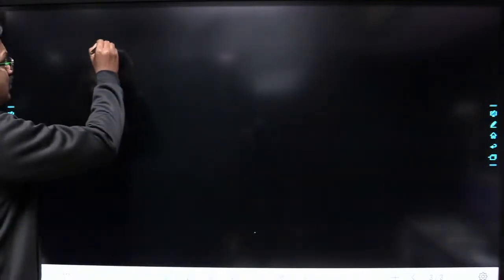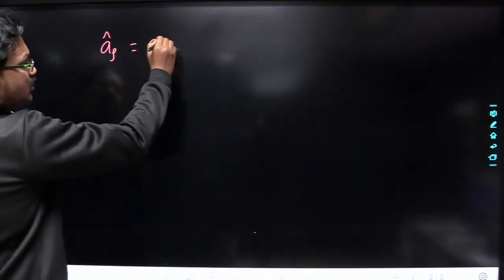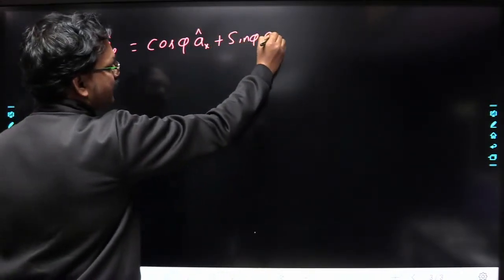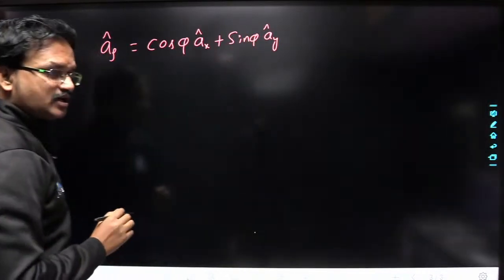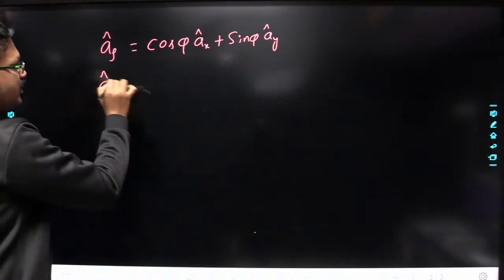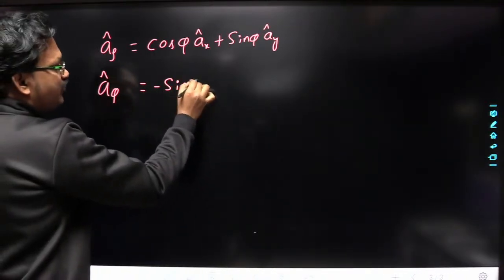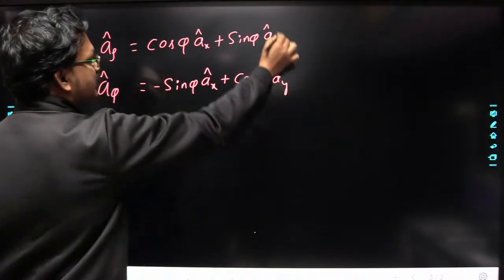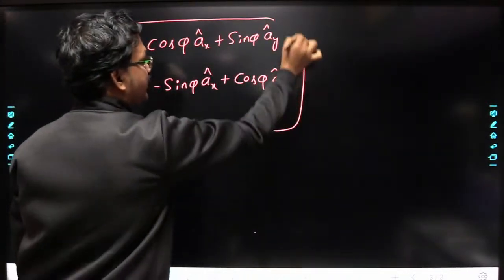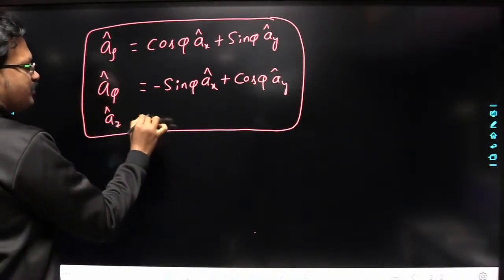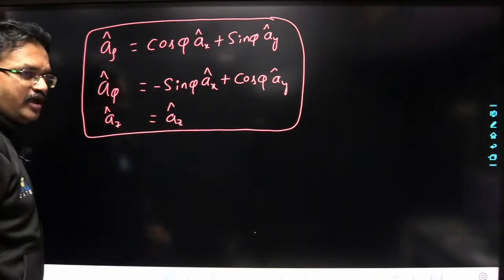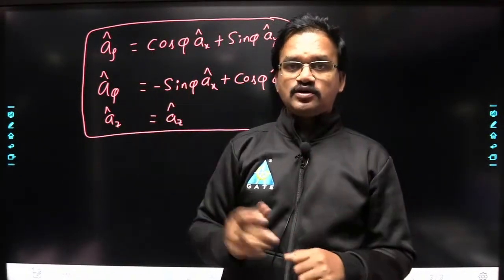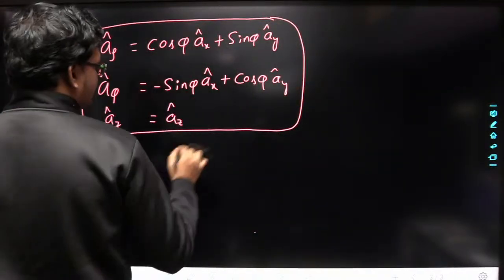Okay. So we got a rho cap. A rho cap as what here? Cos phi ax cap plus sin phi ay cap. Yes or no? Next we got a phi cap. A phi cap is equal to minus sin phi ax cap plus cos phi ay cap. So these are the expressions we got for a rho cap and a phi cap. Az cap is same as what here? Az cap is same as az cap only. Understood? It doesn't depend upon rho phi values. So az cap is always fixed. It is always parallel to z axis. Understood?